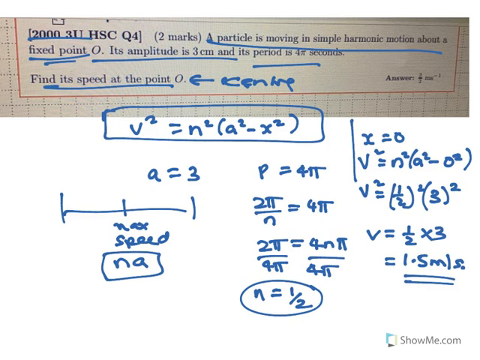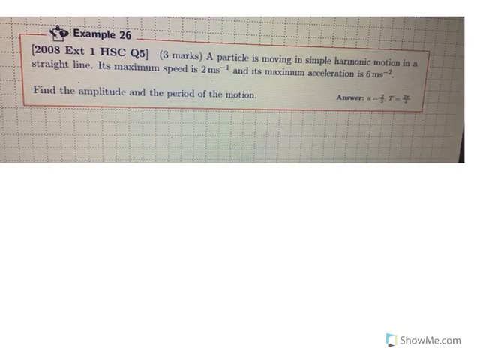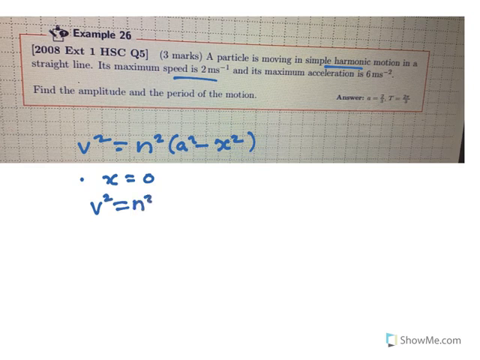Okay, so looking at this here then, a particle is moving in simple harmonic motion, so that means you can actually equate your formulas. And the max speed is 2. So the max speed we know is when x equals 0, so it's v equals na.